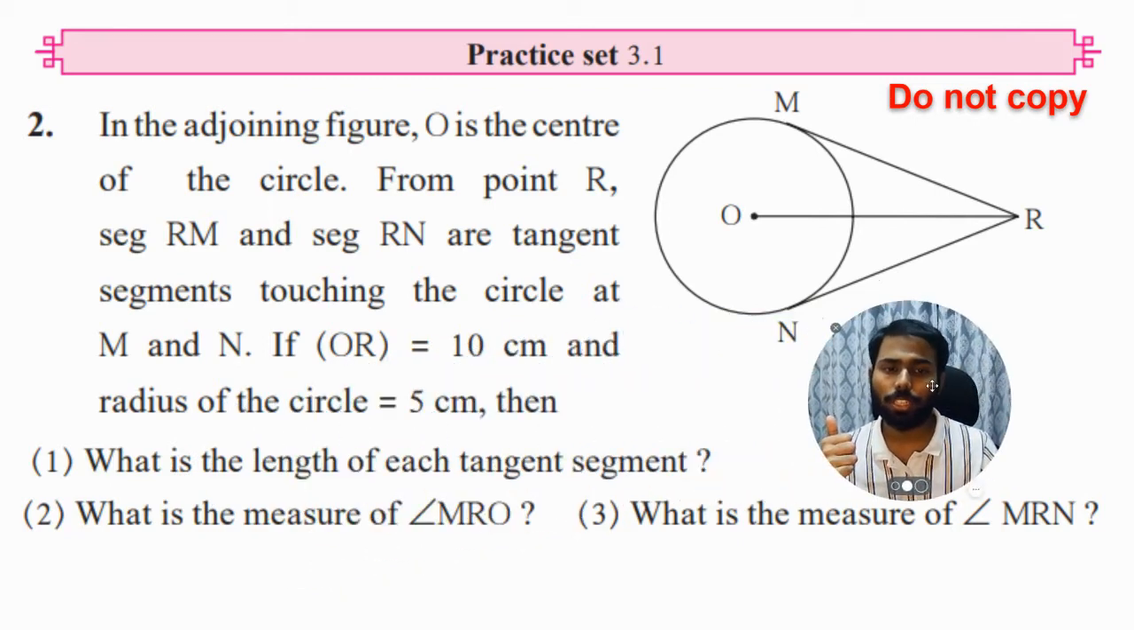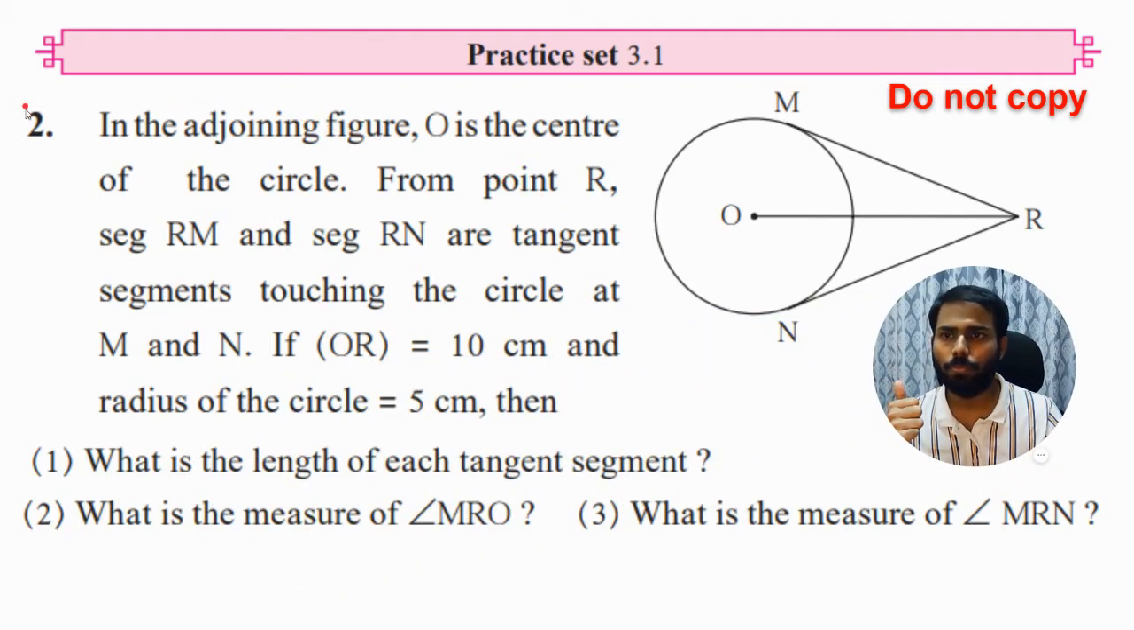So this is your question number 2. We are beginning with question number 2. Question number 1 we're going to do at the end. Okay, there are total 4 sums. All 4 sums we'll try to see in this particular learning session. So question number 2, what does it say? In the adjoining figure, O is the center of the circle. Okay, this is your circle, O is its center.